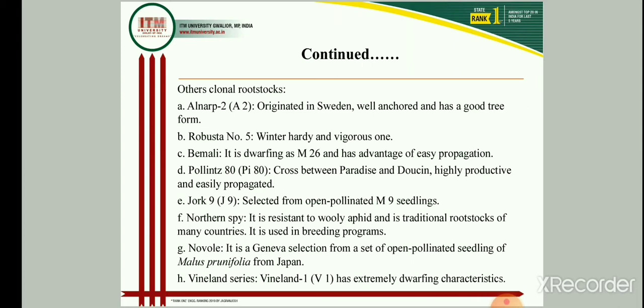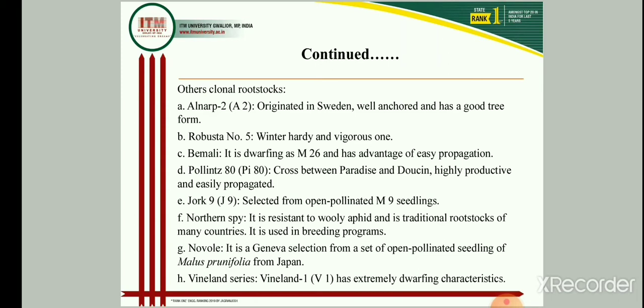The other important clonal rootstocks of apple that have been reported were A2, with better anchorage and better branching and canopy arrangement; Robusta 9 and Robusta number 5, which were reported to be cold hardy; Bemali, which was reported to be easy to root and propagate, and also having a good dwarfing impact like M26; Paulin 80, a hybrid; Jock 9, an open pollinated selection from M9 seedlings; and Northern Spy, which is a very important rootstock.